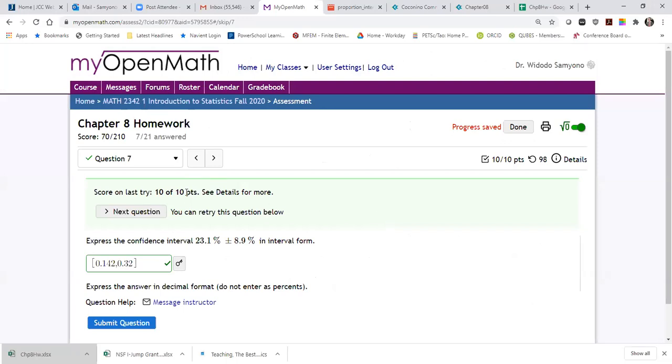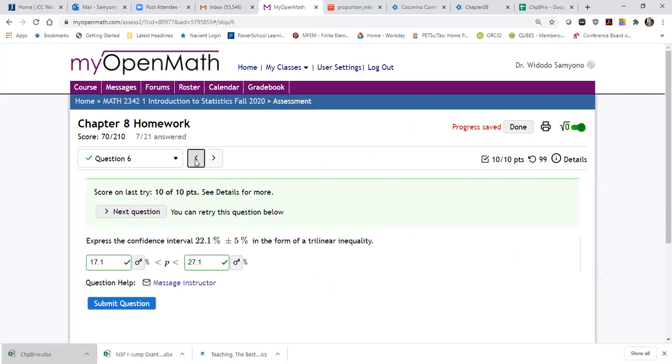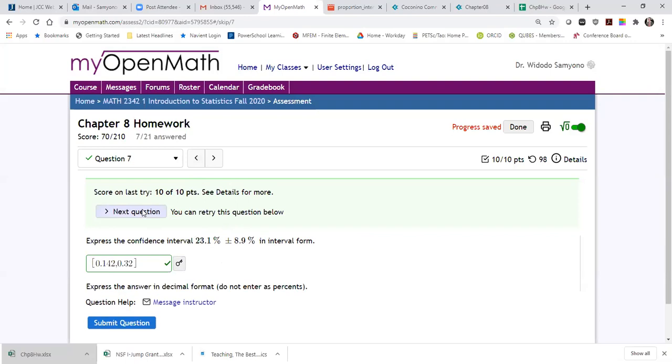So for this one, simply on the left side you subtract it, and on the right side you add it. If you subtract 22.1 with 5, you got 17.1, right? If you add on the right side, you got 27.1, right? And for number 7, you need to change to decimal number.